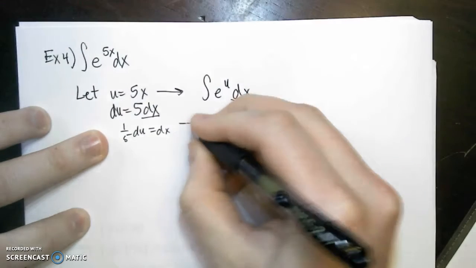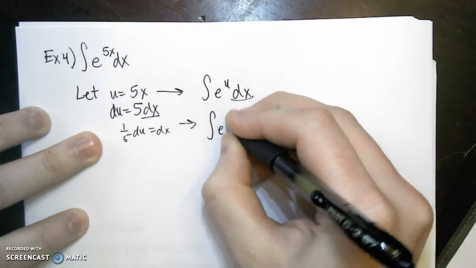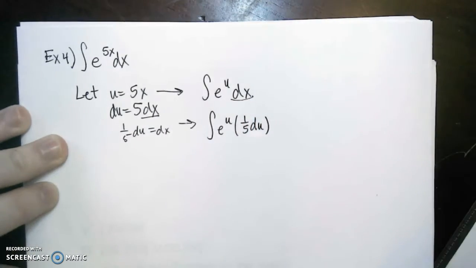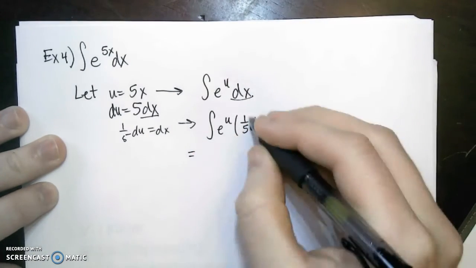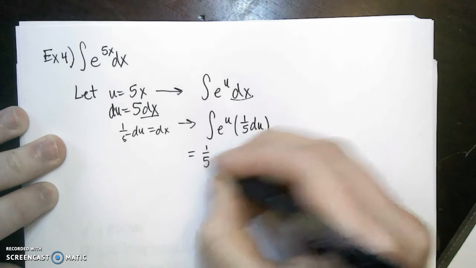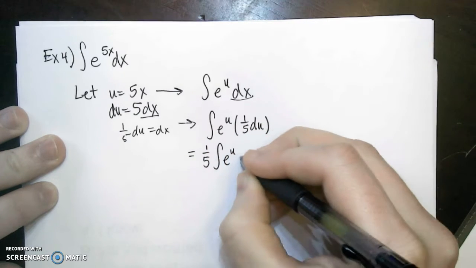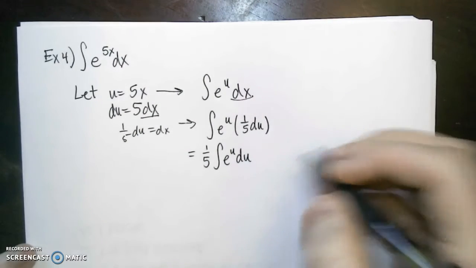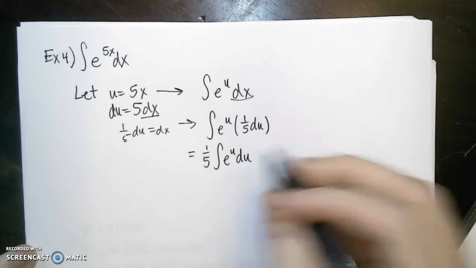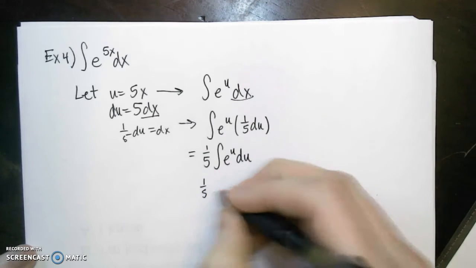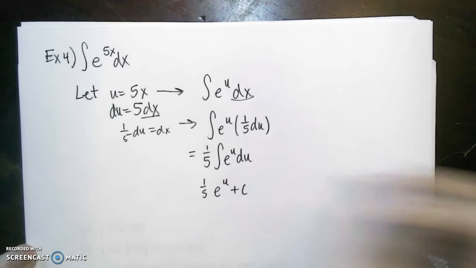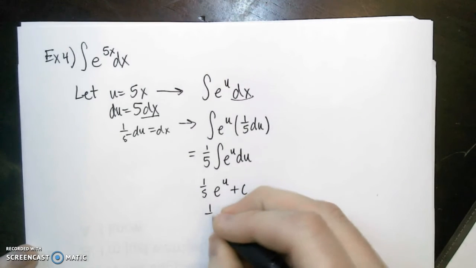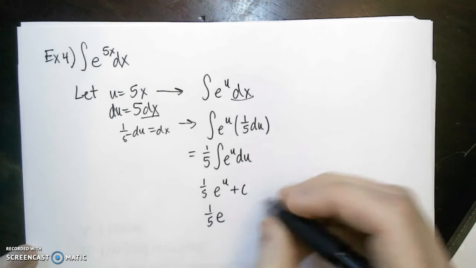So then I've got e to the u 1/5 du. So now everything's in terms of u. And then bring the 1/5 in front. And so I've simplified my integration, and now the antiderivative of e to the u is just e to the u plus c. And there's that 1/5 in front. And then you just plug your u back in that you chose at the beginning, which was 5x.